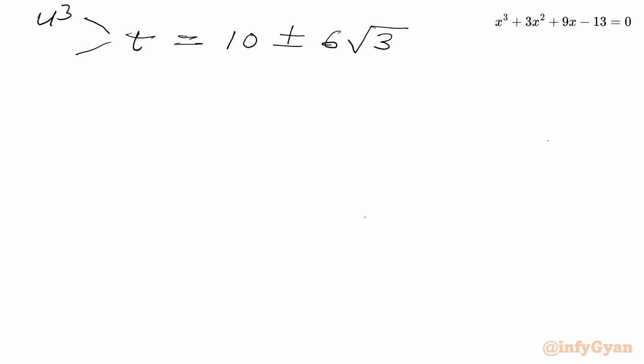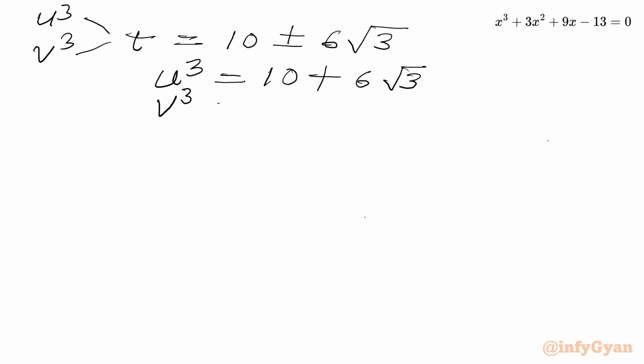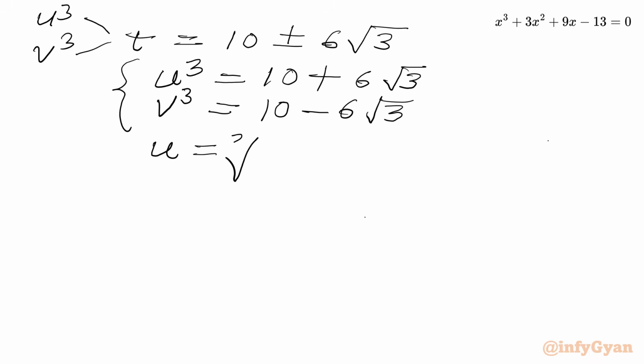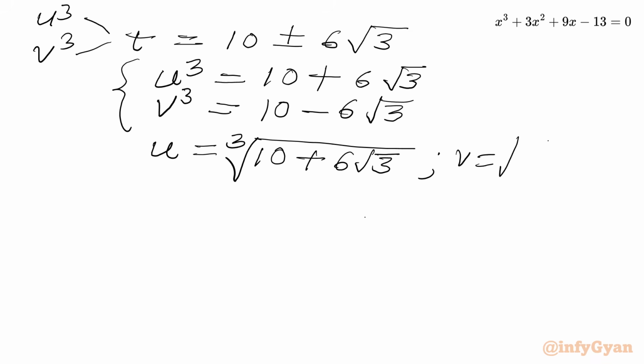Here t is u cube, v cube. So I can consider u cube equal to 10 plus 6 root 3, and let's say v cube equal to 10 minus 6 root 3. Now we have to find y, and y is u plus v. So we have to find the cube root over here. So I will write u will be equal to cube root of 10 plus 6 root 3, and v would be cube root of 10 minus 6 root 3.